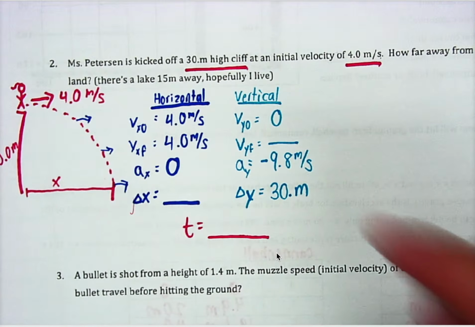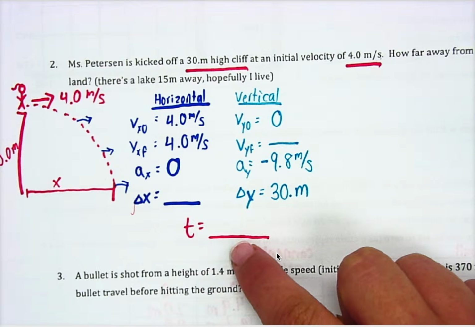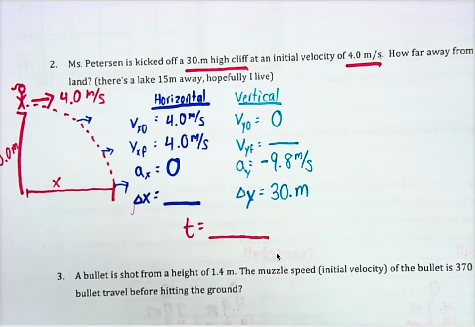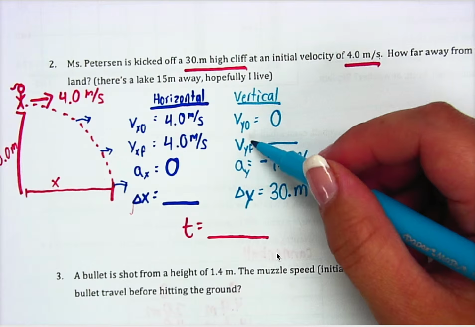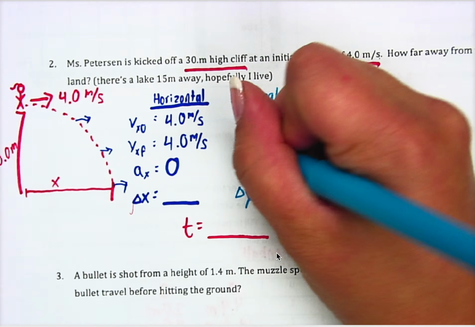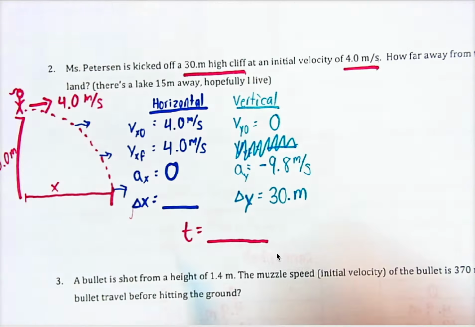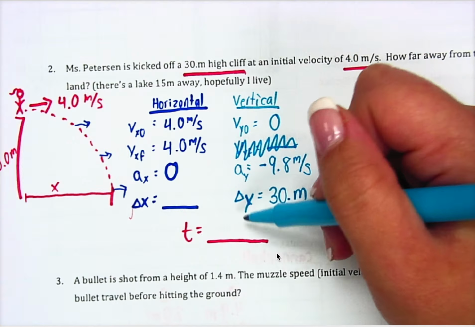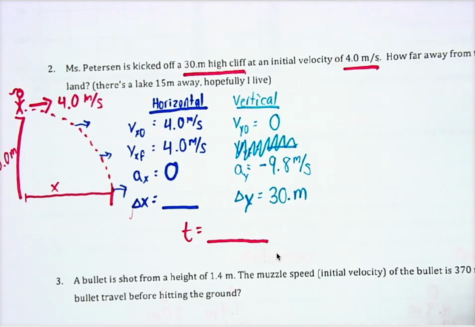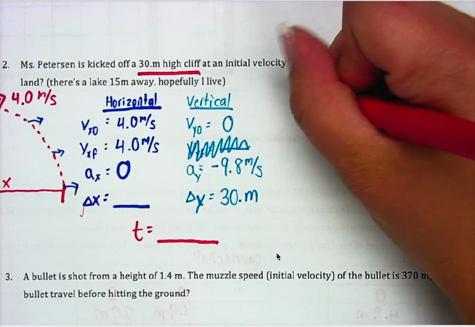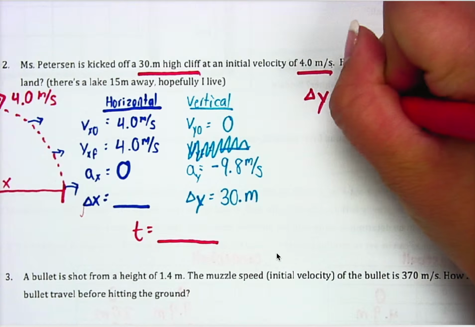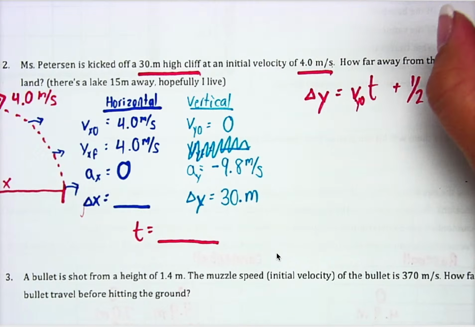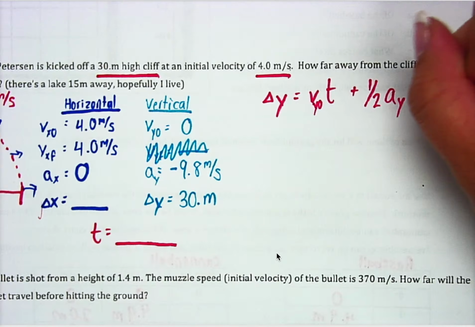For any of these problems, time is what you're going to want to find first. And we have enough information in the vertical to find time. We don't care how fast I'm going vertically when I hit the water. It's not asked about, so we're just going to ignore that. So I have my initial vertical velocity, my vertical acceleration, and how far I'm going to fall. So the equation that I'm using is delta y equals v initial in the y direction times time plus 1/2 the acceleration in the y direction times time squared.